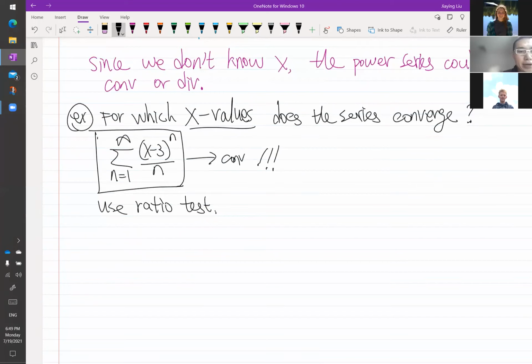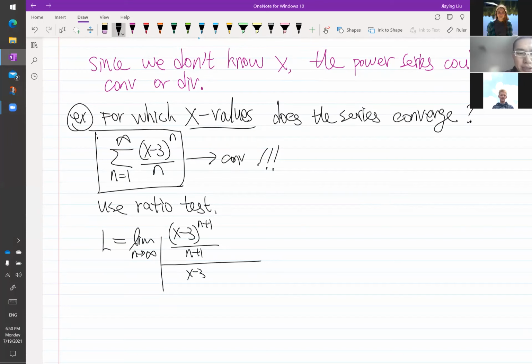So we're going to define L, which is the limit as n goes to infinity of the absolute value. That's very important, to keep the absolute value sign. a_(n+1), so that's (x minus 3) to the n plus 1 in the exponent, divided by n plus 1, and then I'm going to divide by a_n, which is (x minus 3) raised to the n, divided by just n.